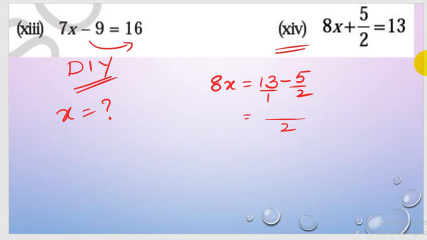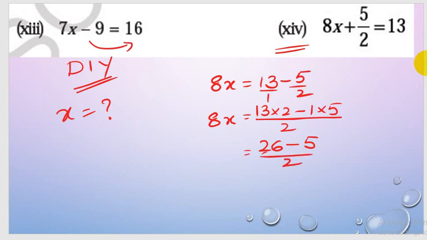Now whenever the LCM is the product of two terms, then you can directly cross multiply. So what I can do is 13 into 2 minus 1 into 5. See, this is possible only when the product of the denominator numbers is nothing but the LCM, right? So 8x is equal to 13 into 2 minus 1 into 5. So what is 13 into 2? It is nothing but 26. 26 minus 5 divided by 2 is the value of 8x. Now 26 minus 5 is nothing but 21. So 21 divided by 2.